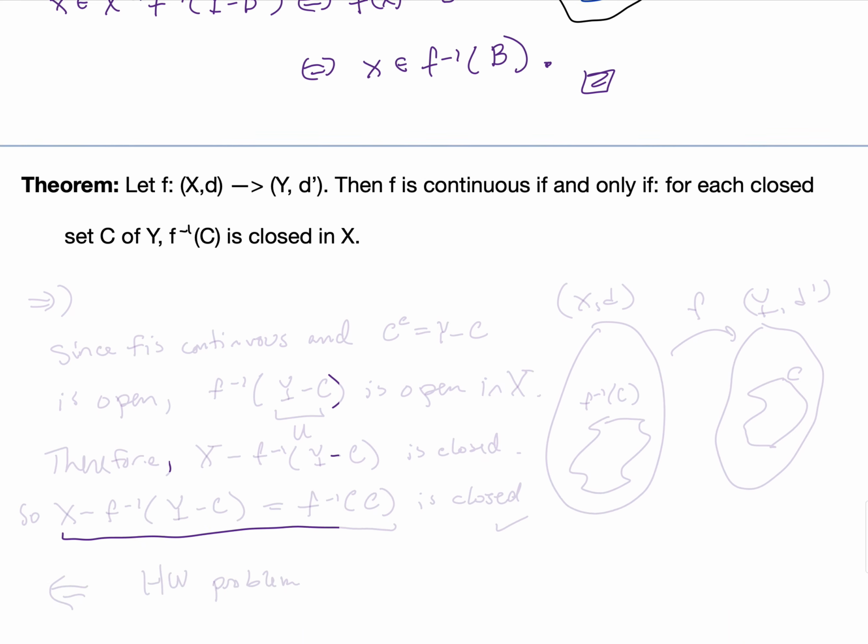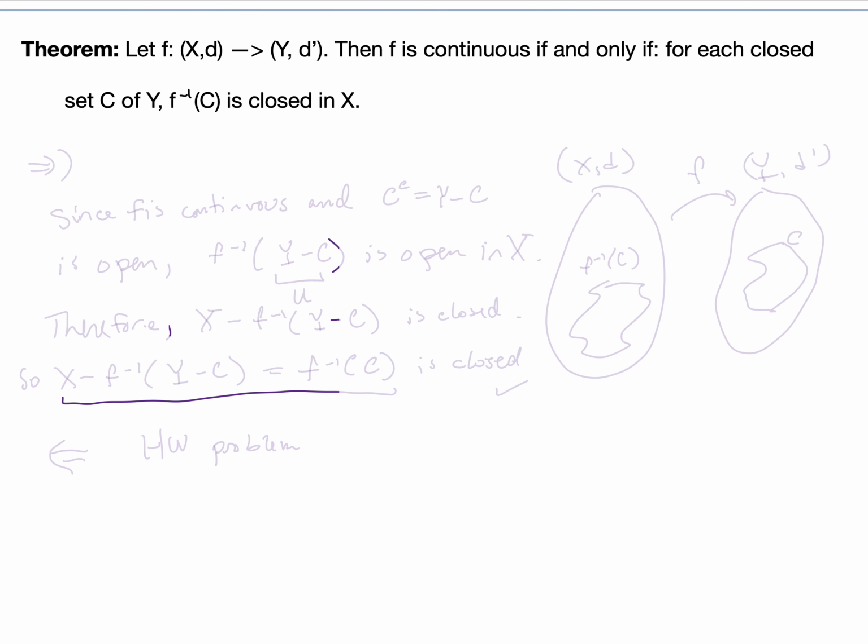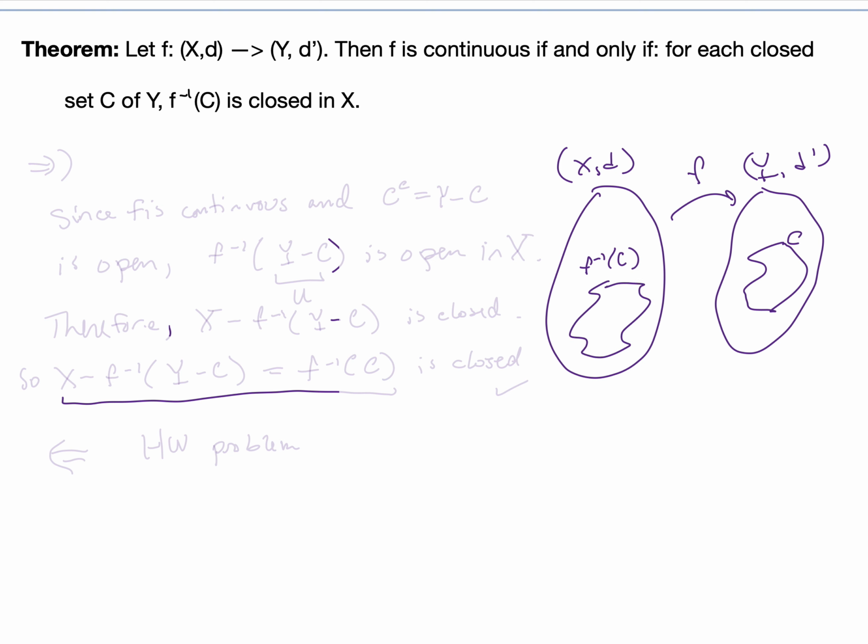Okay, so we now want to prove that f is continuous if and only if for each closed set C in Y, f inverse of C is closed in X. So let's draw our picture that we've been drawing. We've got f mapping (X, d), the metric space, to (Y, d'), the metric space. And we've got some closed set C in Y. We want to show now that f inverse of C is closed in X. So since f is continuous, and, well, C is closed, so C complement, equals Y minus C, is open.